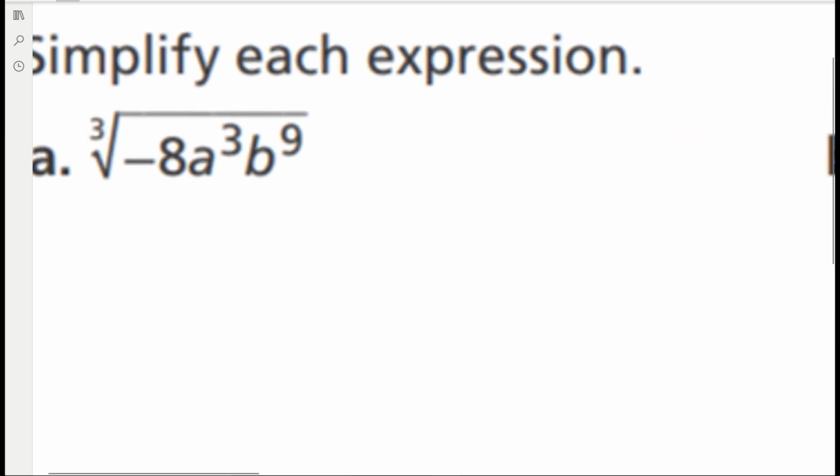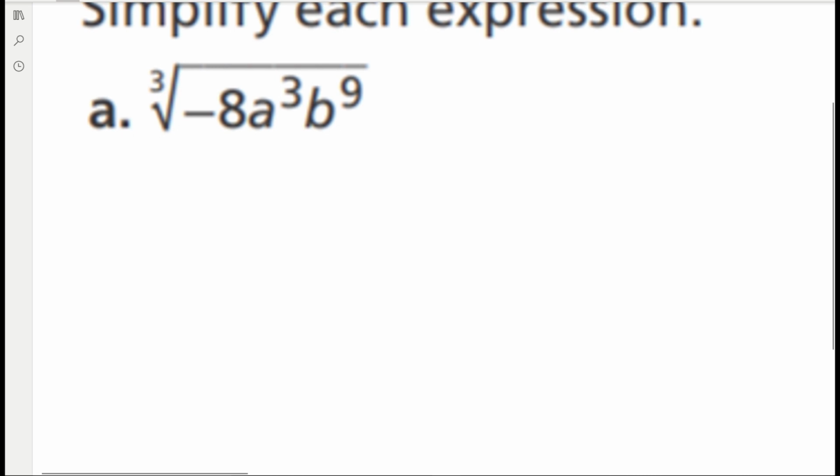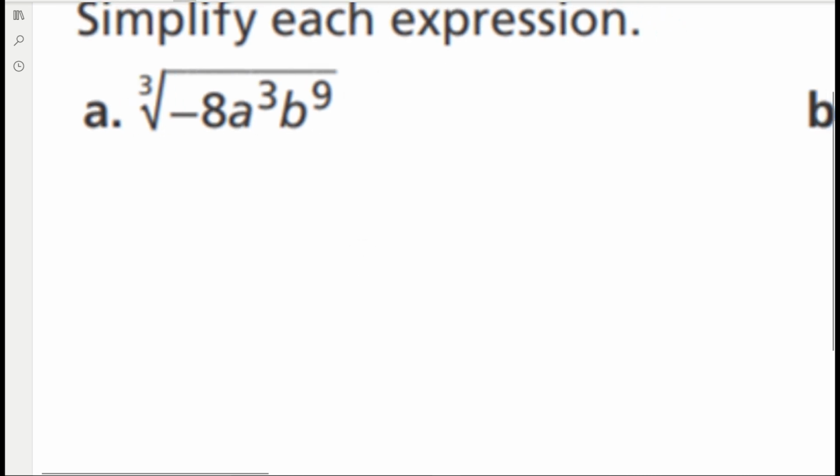All right, so we want to simplify each expression. So we got a cube root and we got -8. So let's go ahead and break down the 8 part. Well, we know that 8 is 2 times 4 and 4 is 2 times 2. So really this is just 2 to the 3rd. So we have here the cube root of -2 to the 3rd.